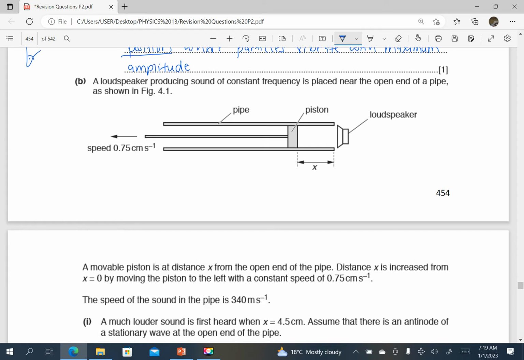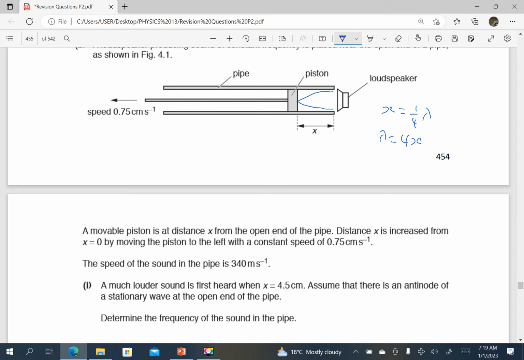Okay. A loudspeaker producing sound of constant frequency is placed near the open end of a pipe, as shown in the figure here. So this is an open pipe. It is called a closed pipe because one end is now fixed. It is actually closed by a piston. So don't forget the fundamental mode, where for a closed pipe, the fundamental mode is going to be like this, which is a quarter of a cycle. And you notice that for a quarter of a cycle, before even seeing the questions, you know that the length x is going to represent a quarter of a wavelength. Therefore, the wavelength is going to be 4 times x.